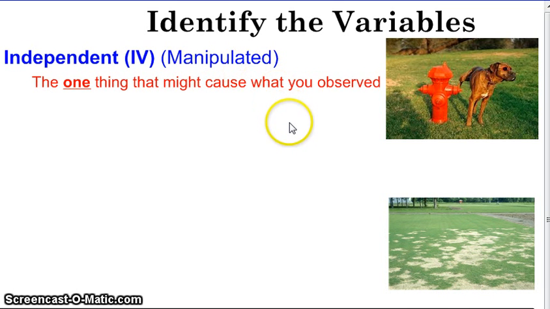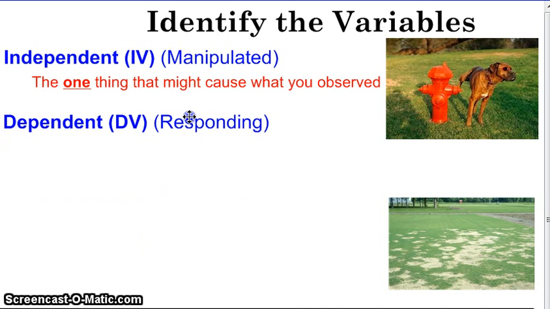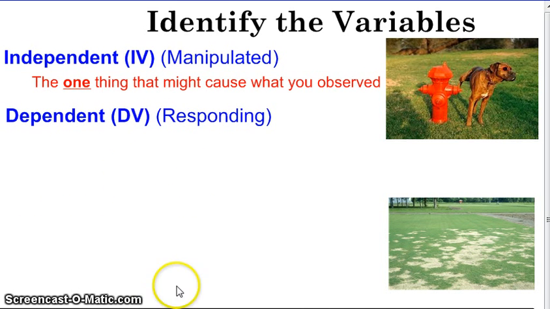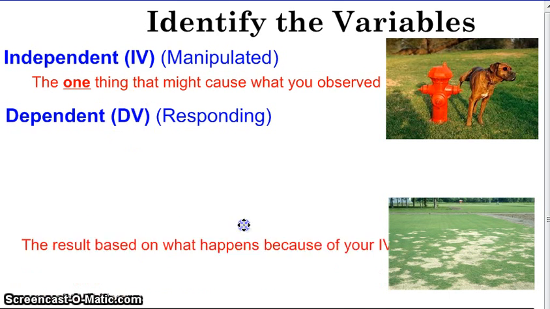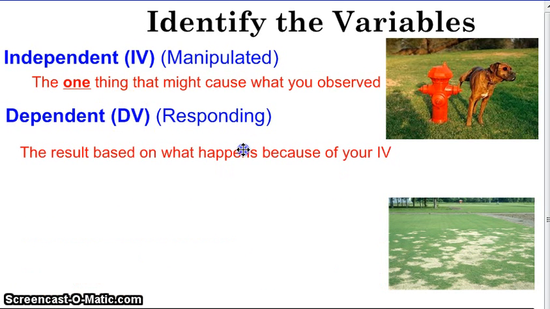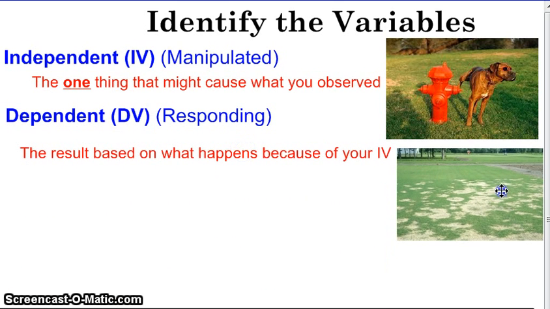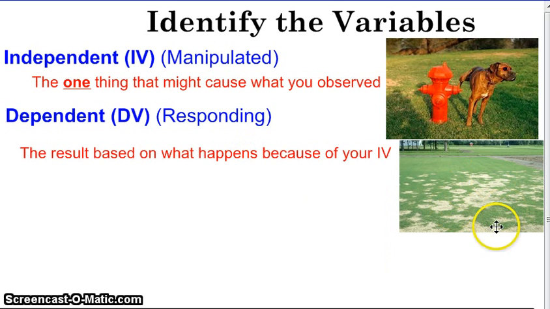It's the thing you as the researcher are going to intentionally change or manipulate. In this case, you're manipulating the fact that you're going to have grass that has dog urine and grass that doesn't. You also need a dependent variable. This is the responding variable, and this is what happens as a result of your independent variable. In this investigation, you're predicting that it's this dead grass that is the result of the independent variable, the result of dog urine.